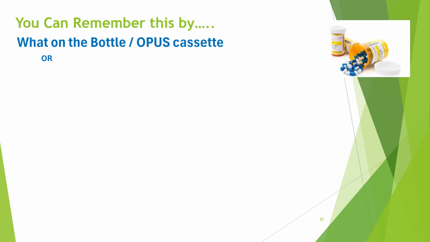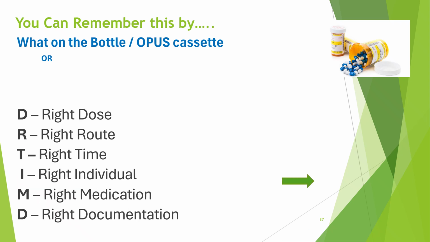If you cannot remember the 6 R's, here's what you can do. Just remember what's on the bottle: the right dose, 25 milligrams; the right route. The medication can come in various routes. It can come in a pill form, eardrop, eye drop, lotion, suppository, under the tongue, a shot. It can come in various routes in your body.